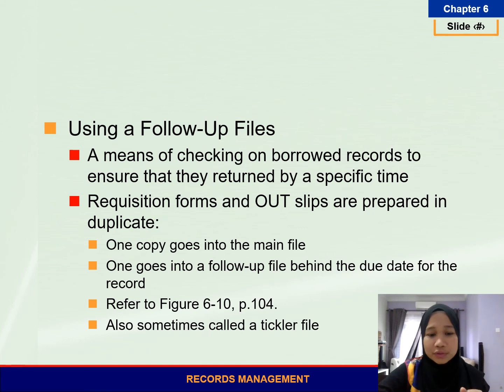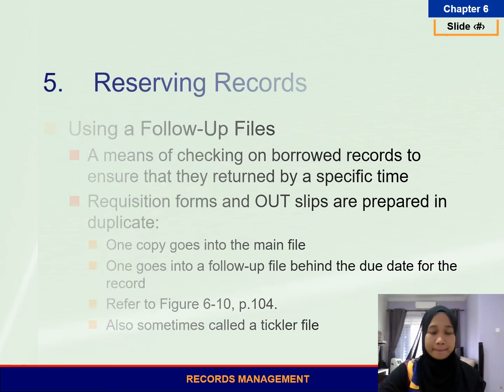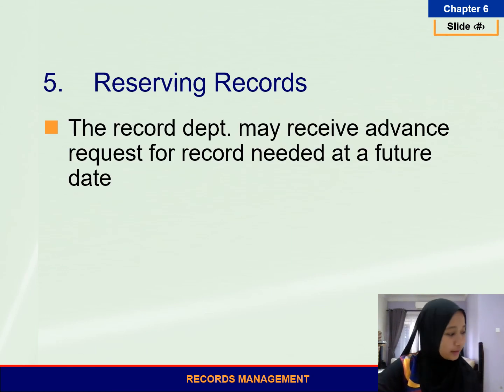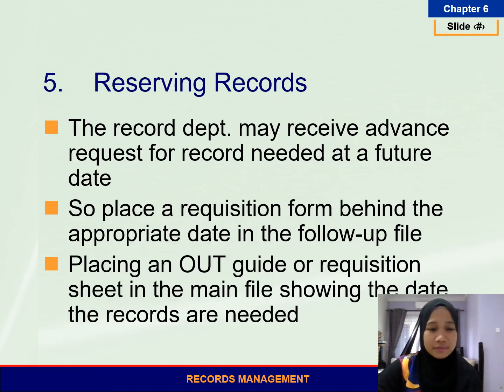Okay, so also sometimes kita call as a tickler file, kan? Tickler file ni adalah kita boleh tengok information apa yang patut kita update, okay, bila record tu akan dihantar, siapa yang pinjam, tu kind of follow up file. Okay, so last procedure for borrowing record adalah reserving a record. Okay, so reserving record, the record department may receive advance request for a record needed at a future date. So place a requisition form behind the appropriate date in the follow-up file.